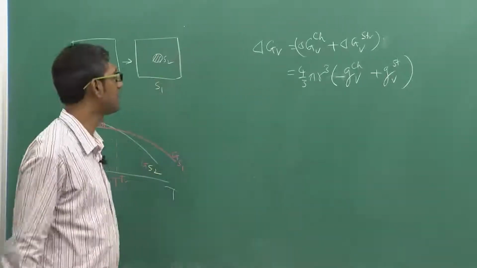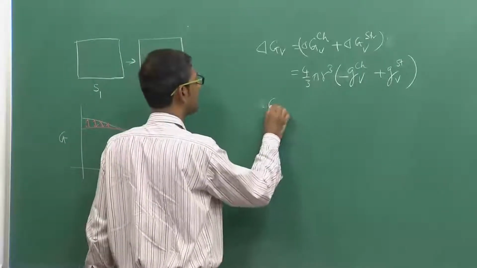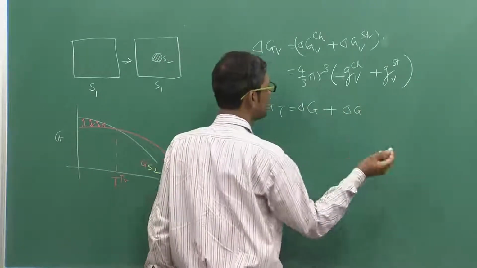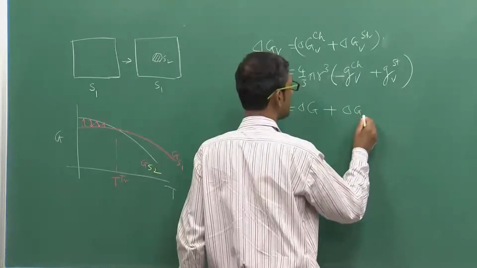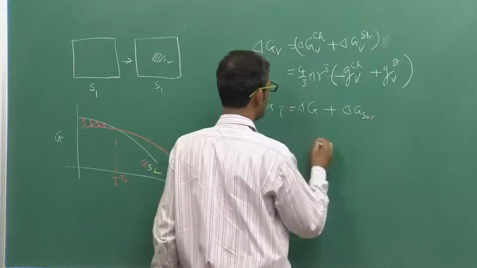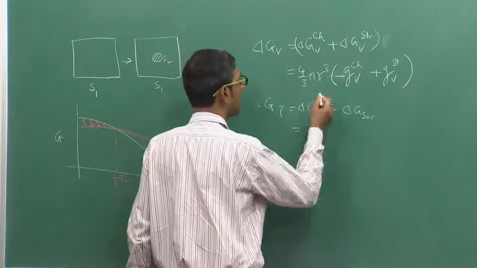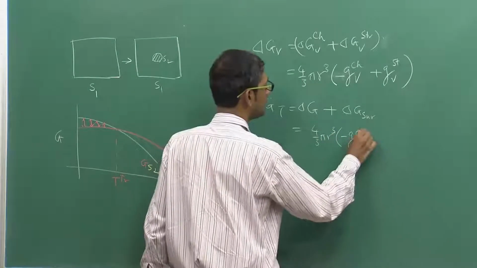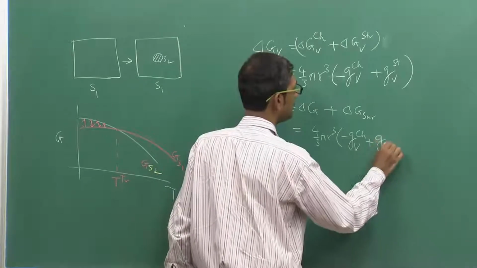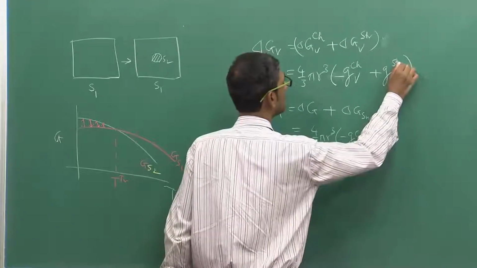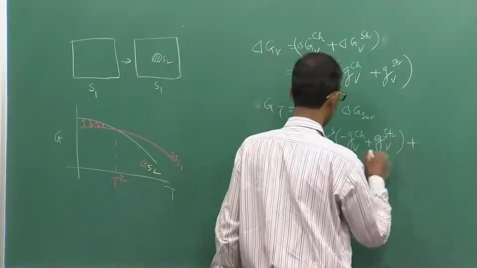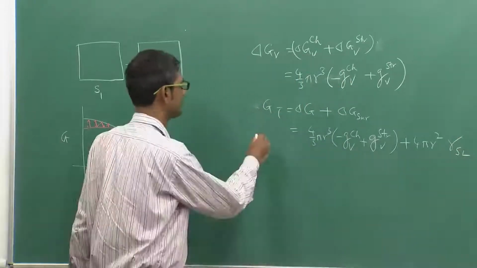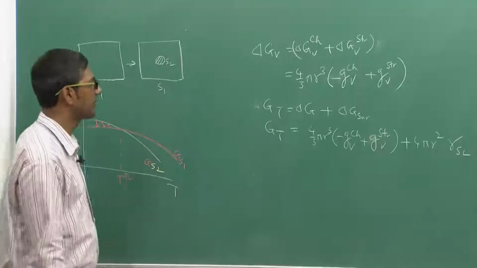So, we can do the same mathematics again. The total free energy is equal to delta G V plus delta G because of the surface energy. That is the interface energy term. So, I can write this as 4/3 pi r cube times minus g V CH plus g V strain, plus 4 pi r square gamma SL. That is my total free energy of the system.